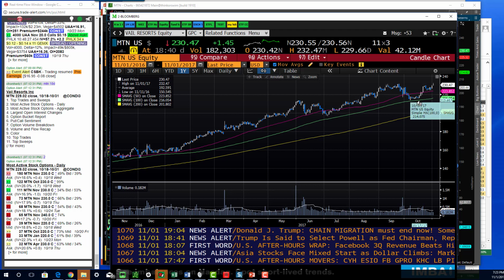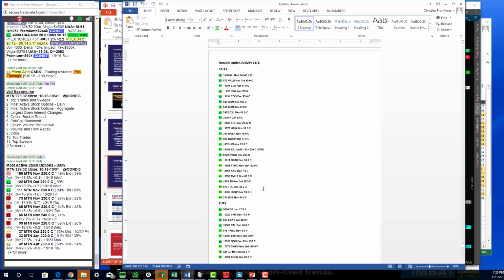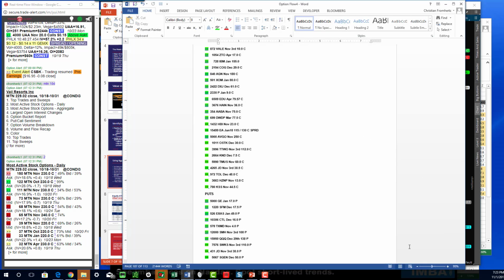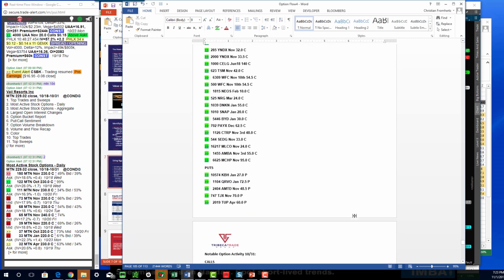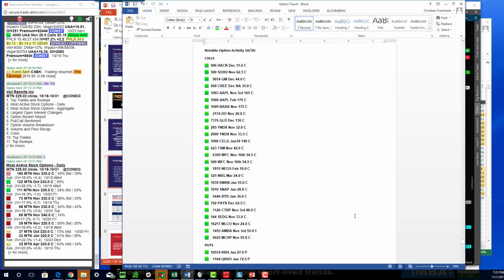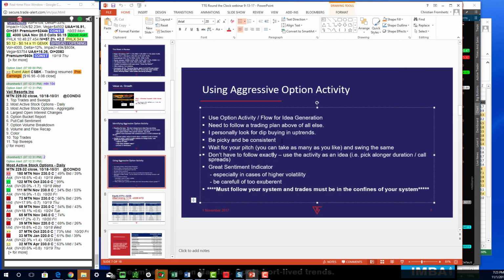Now, if it would have broken the 100-day moving average, I probably would have dumped it. That's my risk. So in this type of trading, we see a whole bunch of aggressive trades every day. Here's today's blotter, which was actually kind of lackluster option activity. Yesterday was a little bit better. Friday was really good, but you can't take every trade.